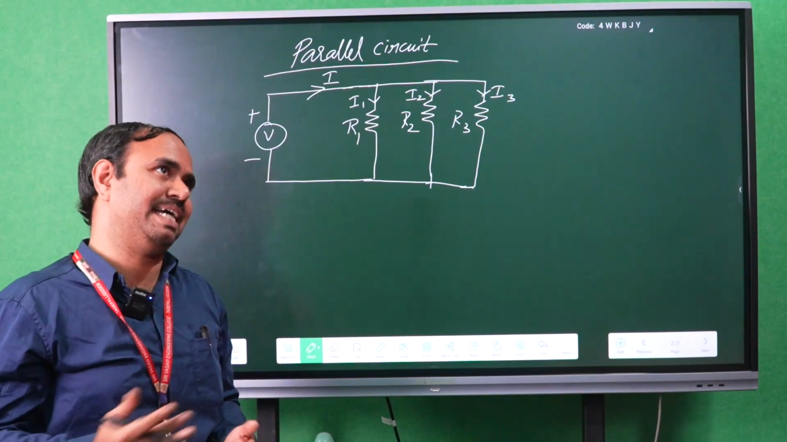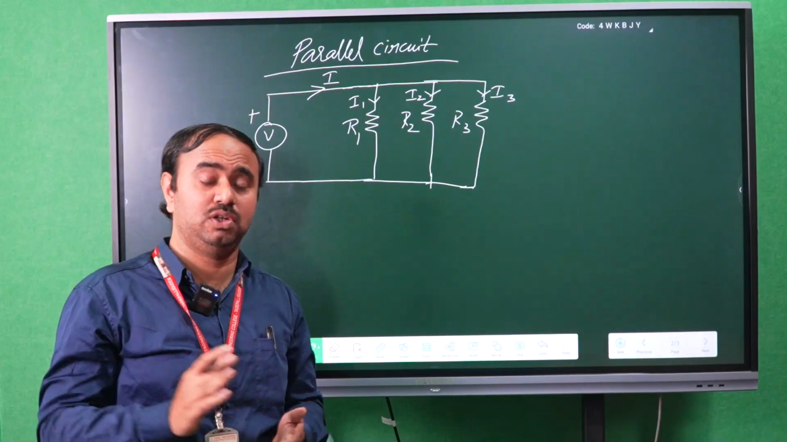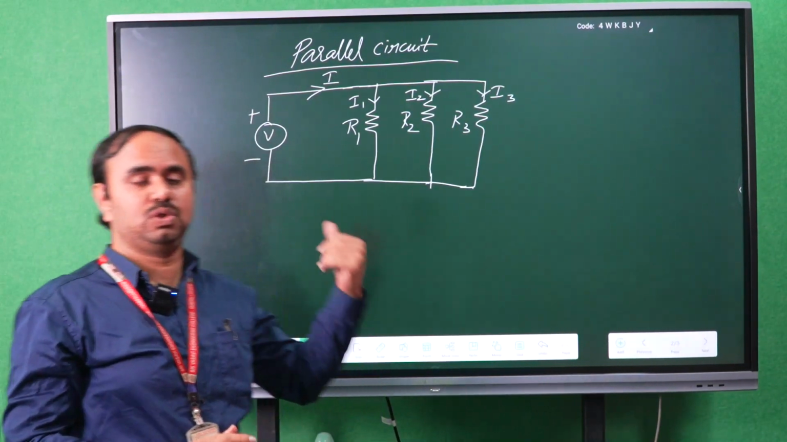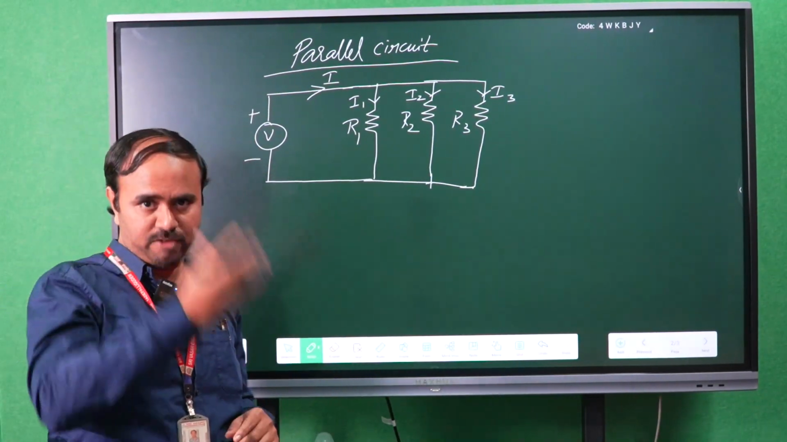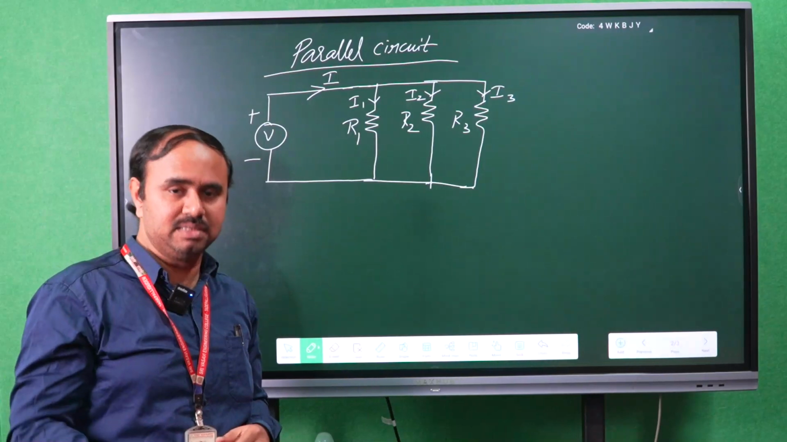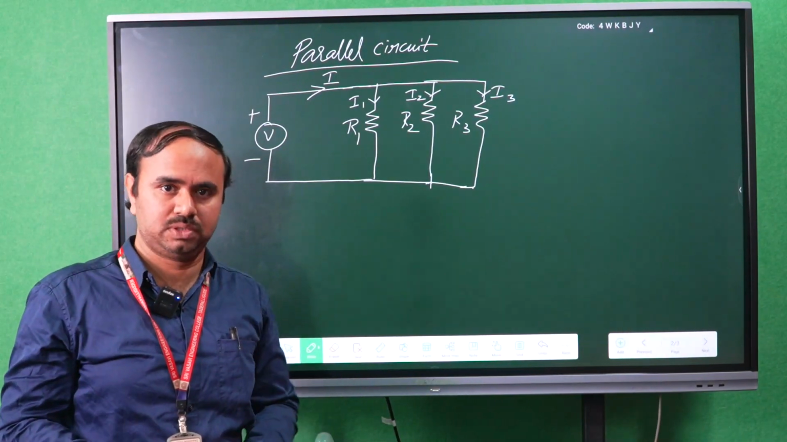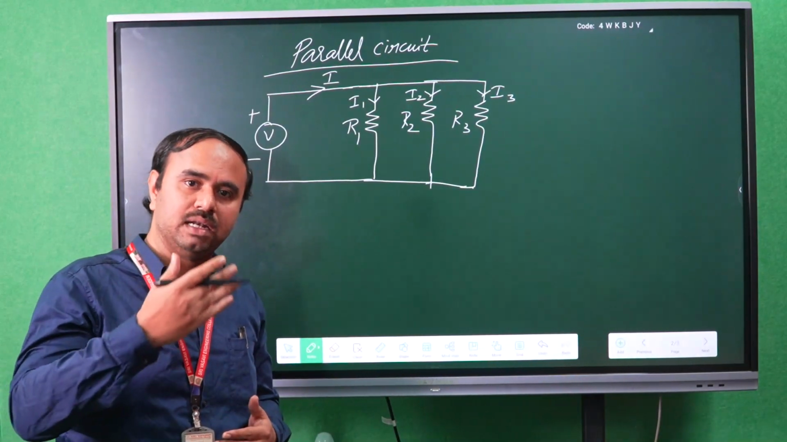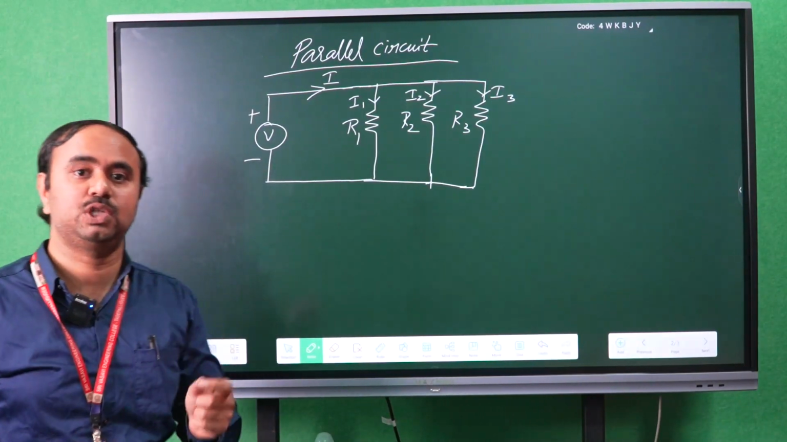Let me give an example. All the domestic loads are connected in parallel to the voltage source. For example, if you switch on any light or fan or any domestic appliance, it will get a voltage supply of 230 volts. That means all the loads are connected in parallel to the supply. So if you switch on any domestic appliance, it will get 230 volts.